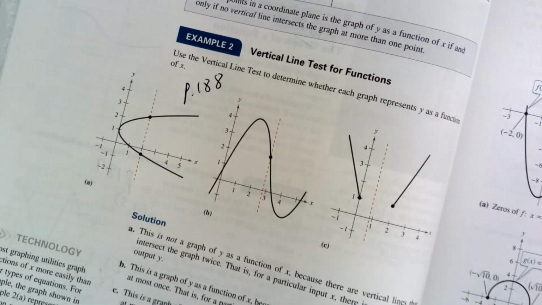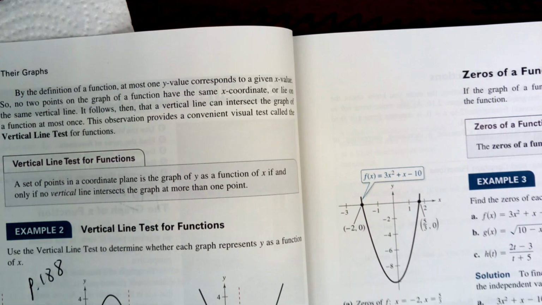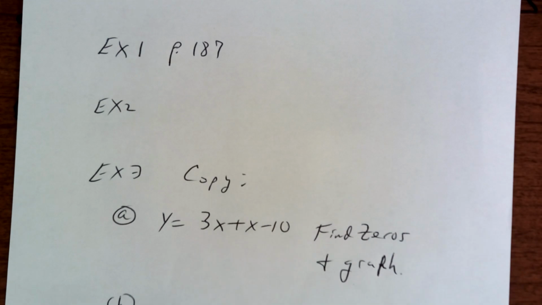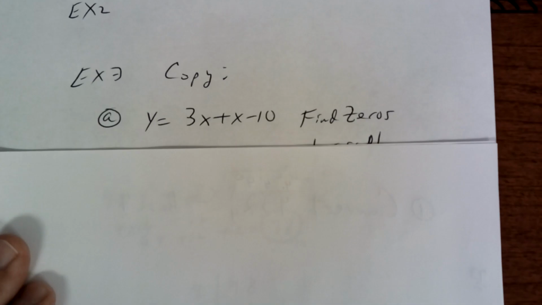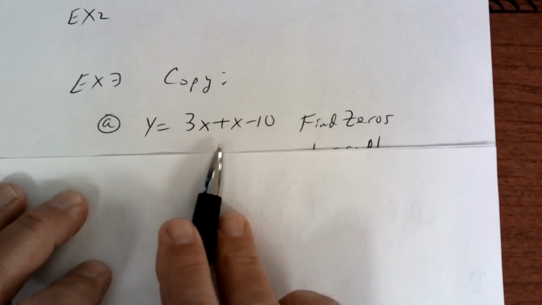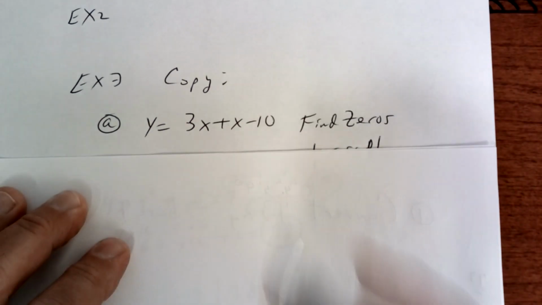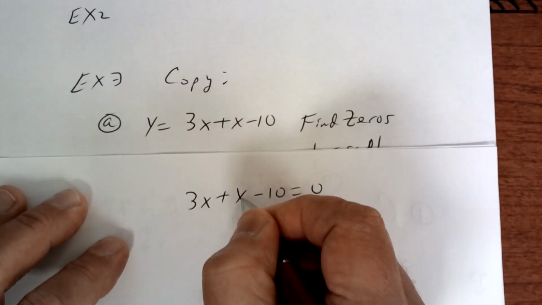Let's go to example 3. Example 3, we're going to find the zeros. So look up here. I want you to copy this one down right here. And we're talking about example 3. Let's take a look. On this one right here, to find the zeros, you're going to set it equal to 0. And then you got to factor it.